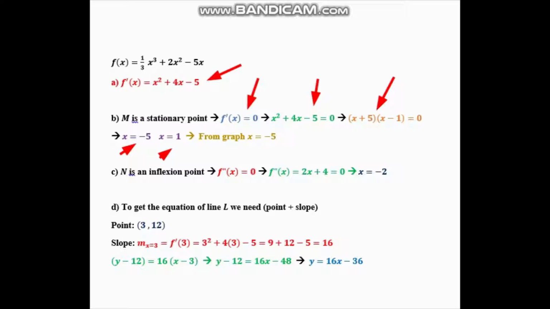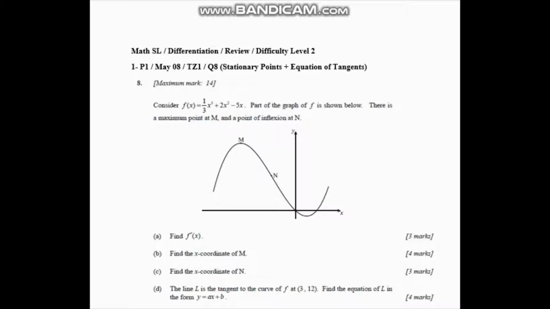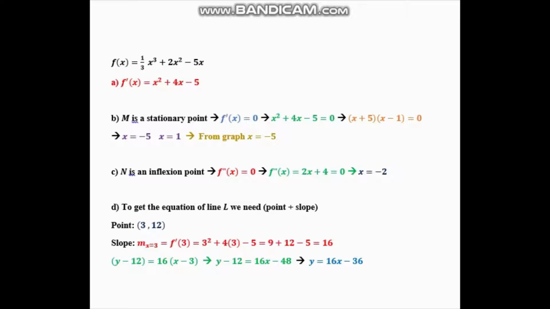However, using the image of the graph, we know that point M lies in the negative x domain, hence the value of x has to be negative. Hence, I shall choose x equals -5.